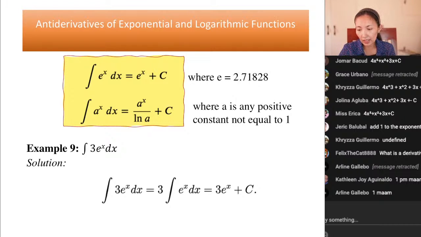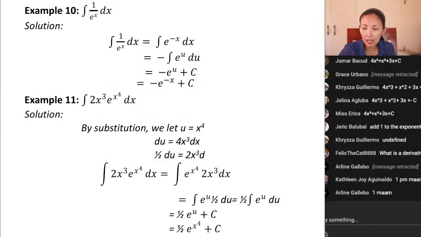Integrate 3 e raised to x dx. So, from the constant multiple rule, we can bring out the constant 3. And then integrate e to the x dx. Integral of e to the x dx is e to the x itself plus the arbitrary constant c. So, 3 times e to the x plus c.